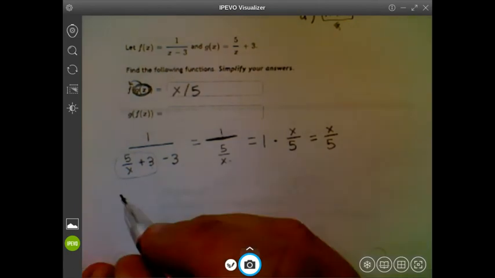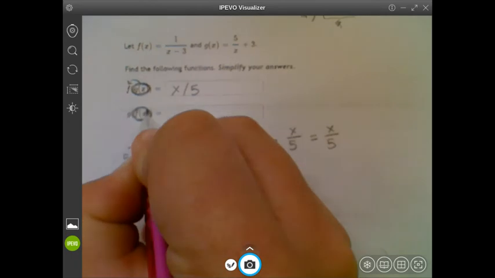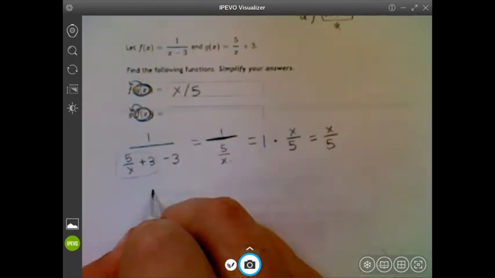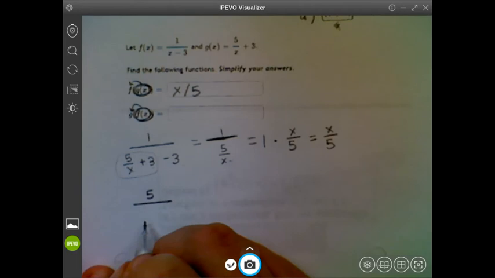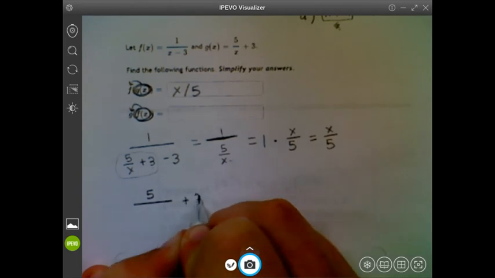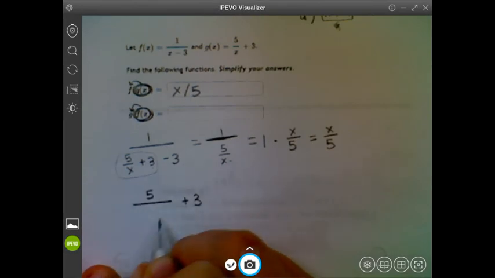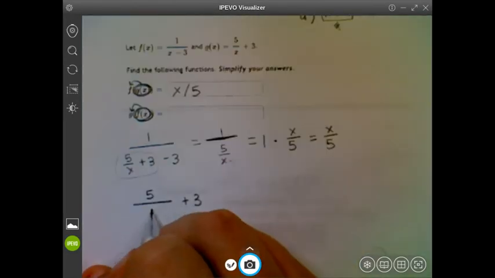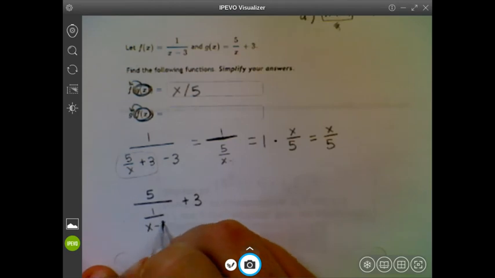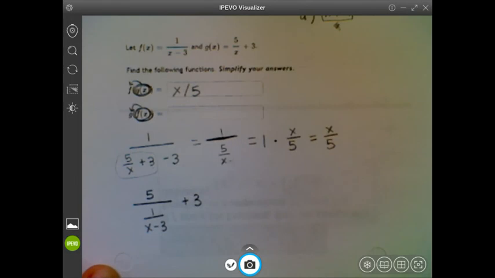All right, composing in the other direction, we now have f going into the g function. So the g function starts with 5 over x plus 3. And we're going to get rid of the x down here from the g function and replace it with what we have, 1 over x minus 3. All right, and let's see if we can simplify anything here. So right now, the plus 3 and the minus 3 aren't going to simplify because they're not right next to each other.